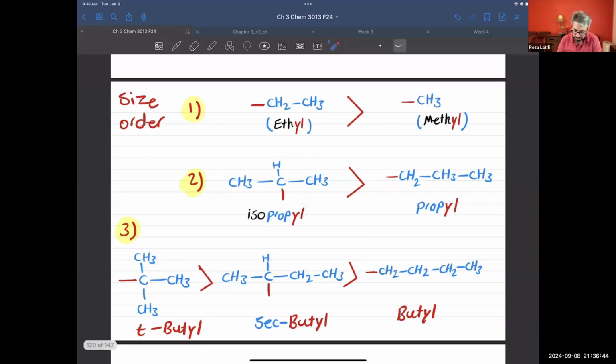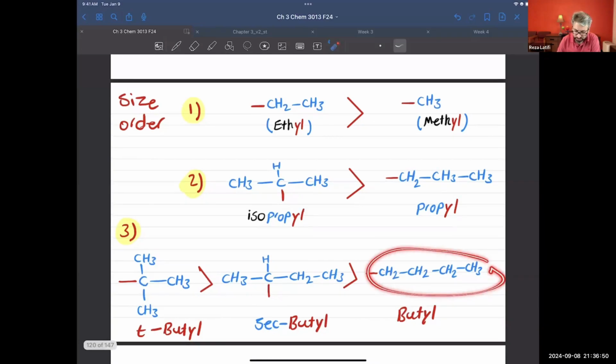Now, how about the butyl? Butyl, you can make it linear. But if you start branching it, so instead of attaching from the end, now we are attaching the butyl from the second carbon.